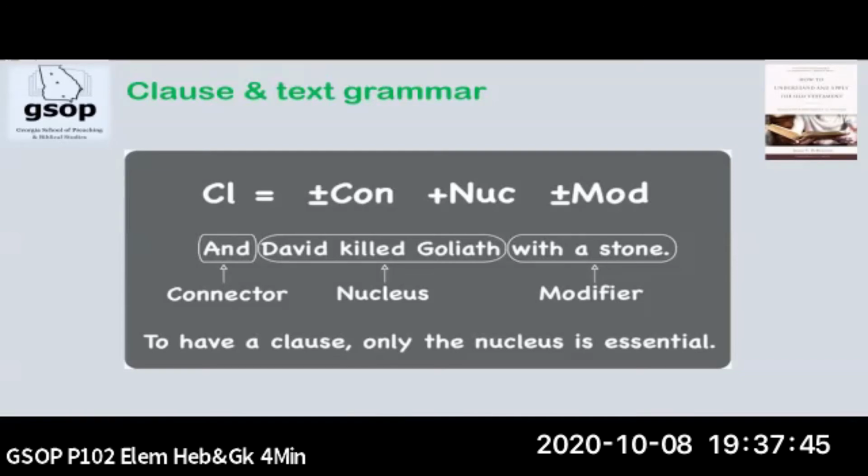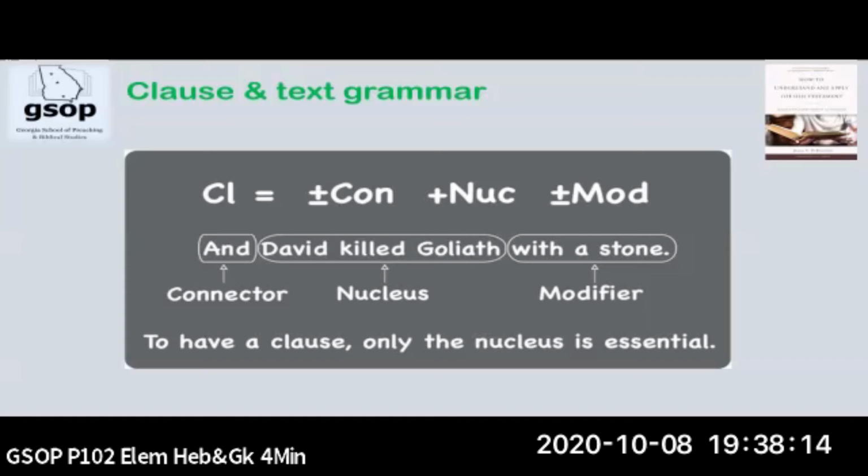And in this case, the CL means clause. It equals a connector. May or may not have a connector. That's what the plus or minus means. Plus its nucleus, that is the nucleus clause. And plus any modifier, may or may not have a modifier. For example, the connector would be "and," its nucleus, "David killed Goliath." And the modifier, "with a stone." Well, how did David kill Goliath? Well, that's what the modifier tells us, with a stone.